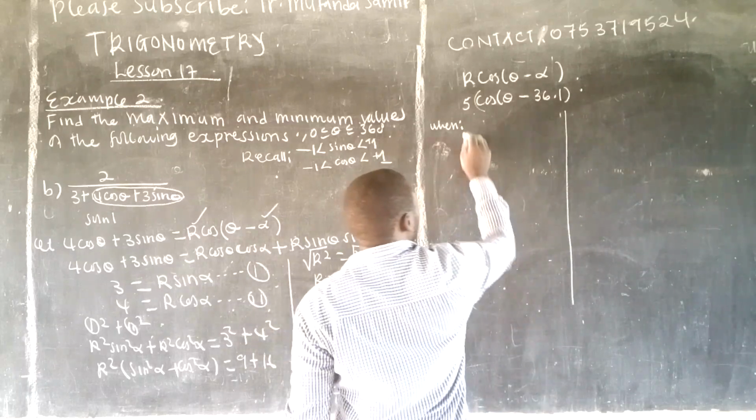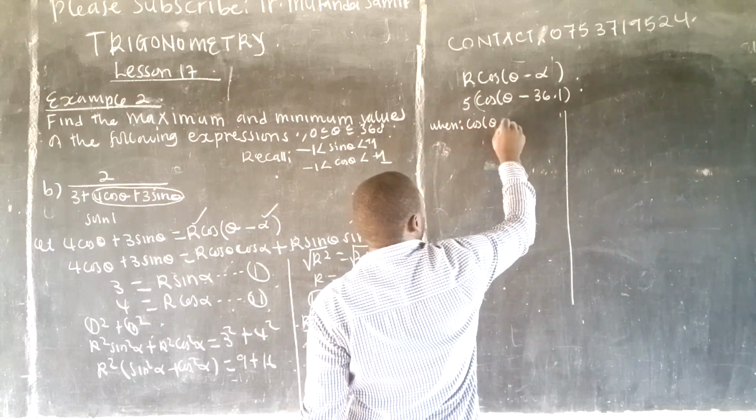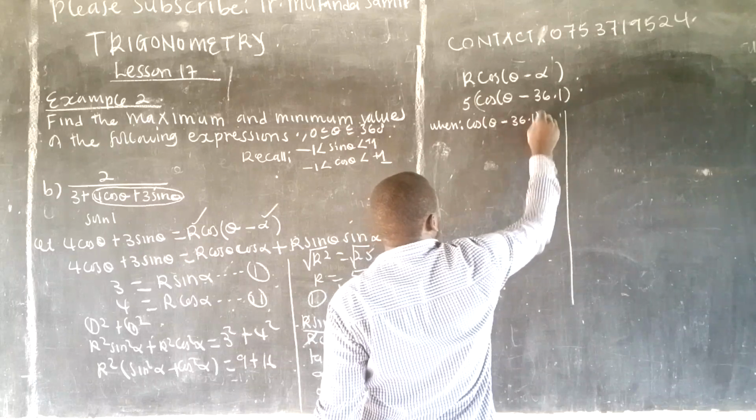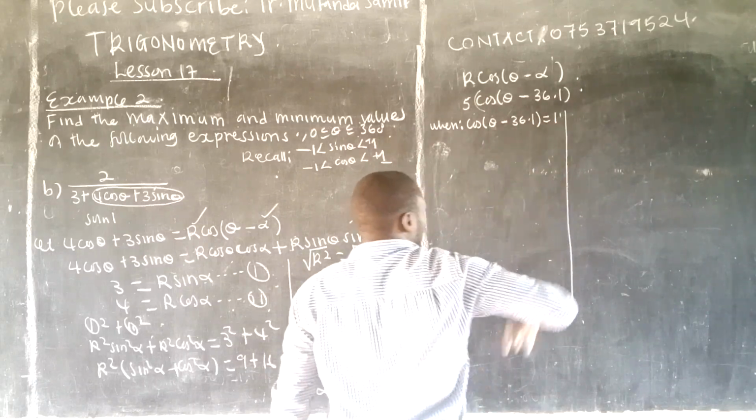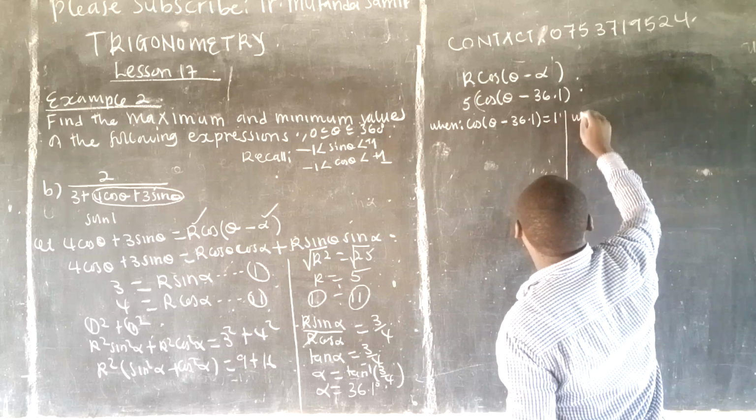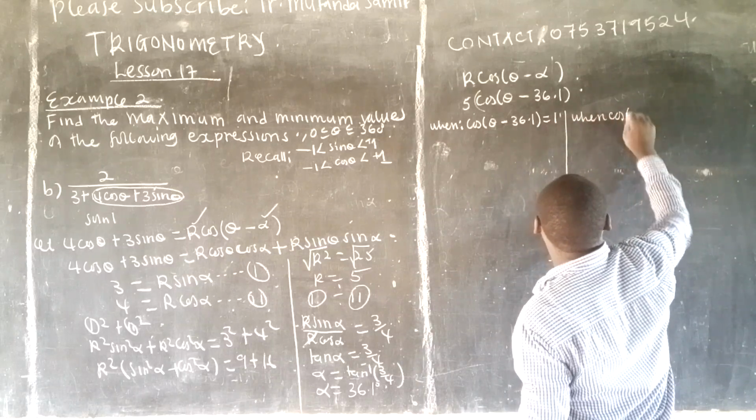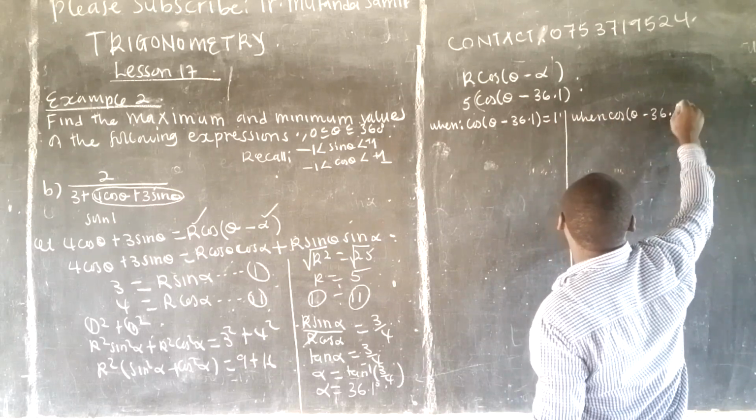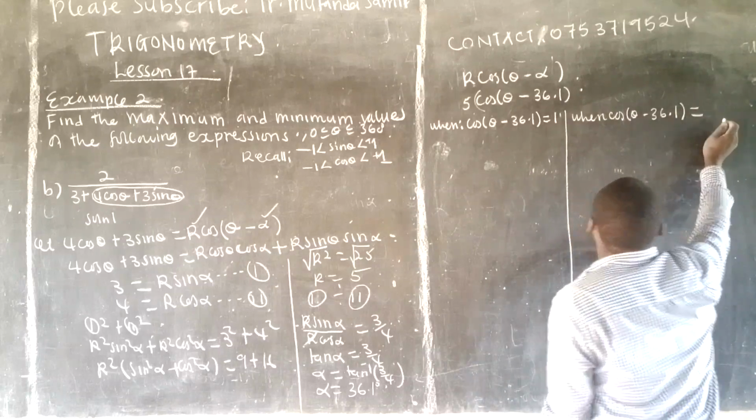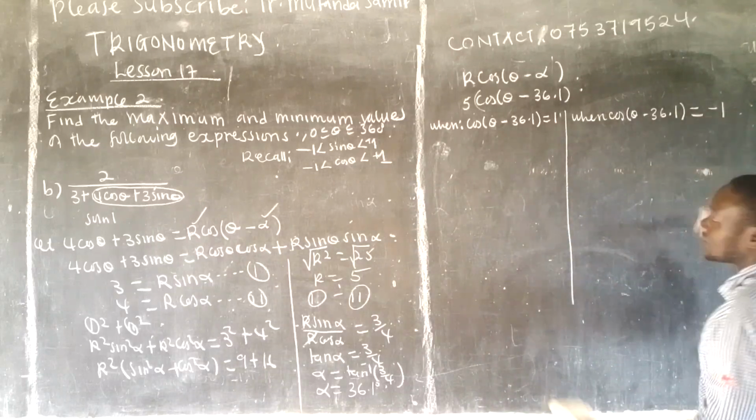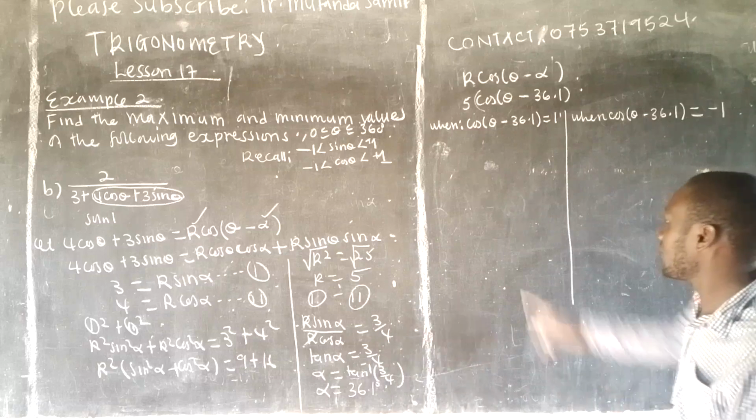You say when cos of theta minus 36.1 is equal to 1, you will get the answers there. Then also this side, when cos of theta minus 36.1 is equal to negative 1. These are the two categories we use. So let me deal with this first case.